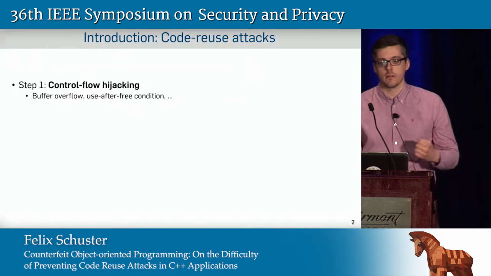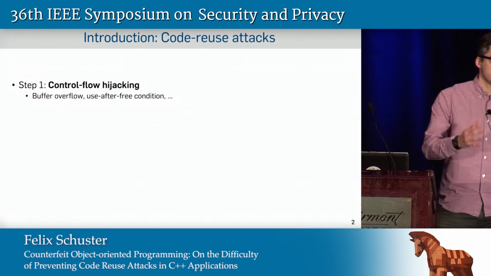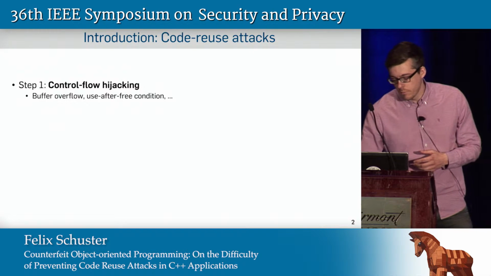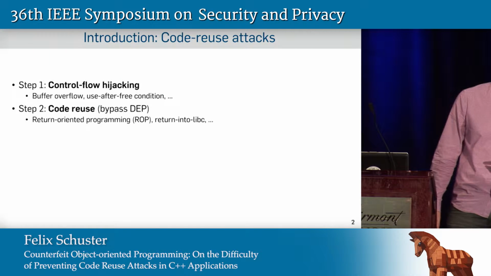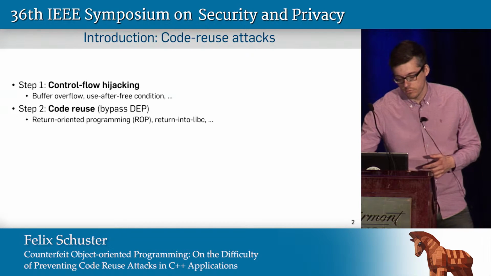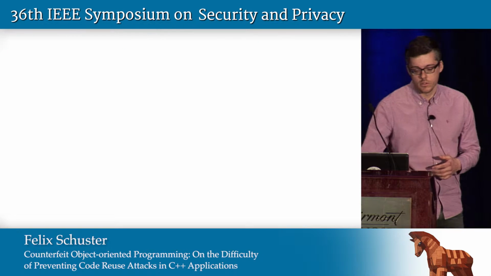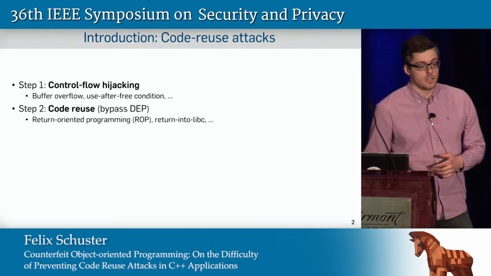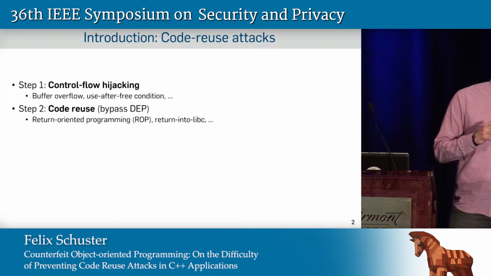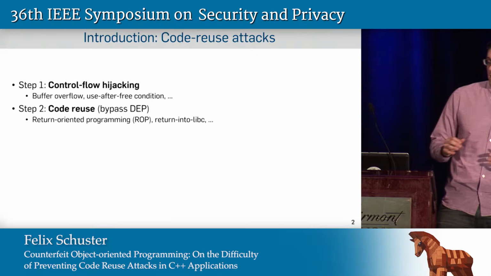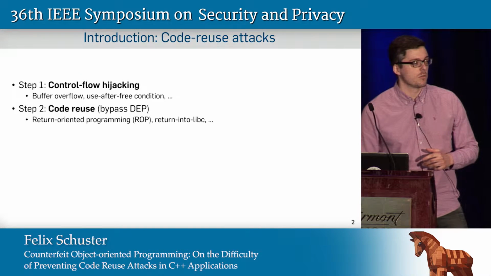And because today we have things like data execution prevention, attackers can rarely jump to their shellcode directly, but they need to employ a second step, which is a code reuse step. And the purpose of the code reuse step is to bypass data execution prevention mainly. And well, probably the most widely used technique here is return-oriented programming. And in the code reuse step, the attacker reuses existing pieces of code that are available in an application's address space and pieces them together such that some malicious computation is performed.